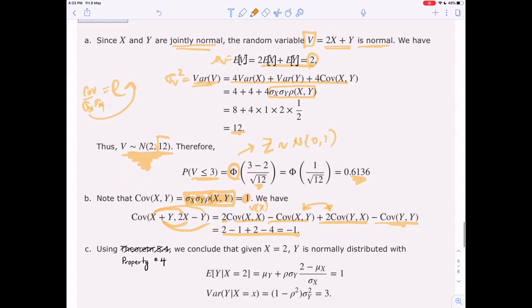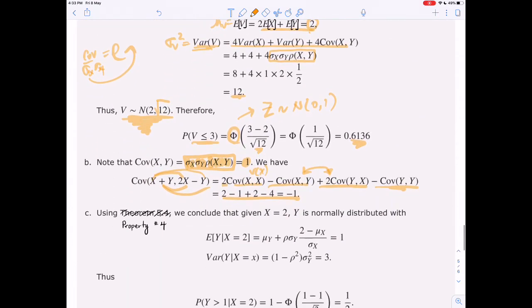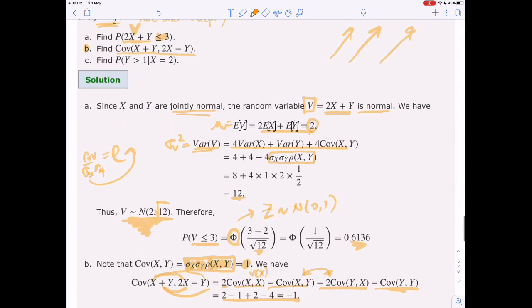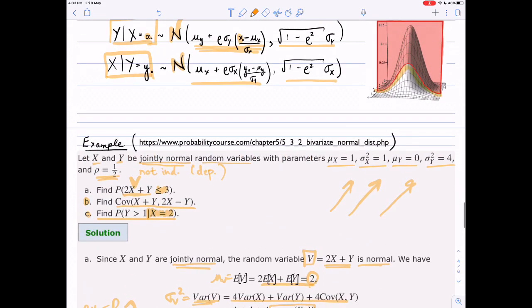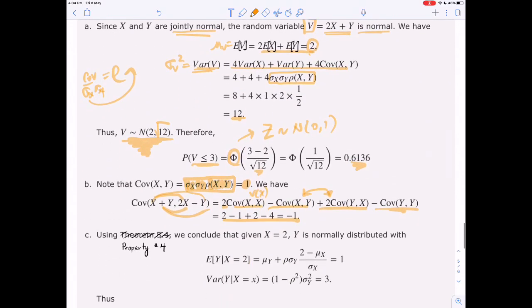And then using our property 4, which was the property of the conditionals. So what was the question? C, find the probability that Y is greater than 1 given that X is 2. So we are going to apply this formula here to find the distribution of Y, given that our little x0 is 2. And so we're going to use these massive formulas here to calculate the mean and the standard deviation.